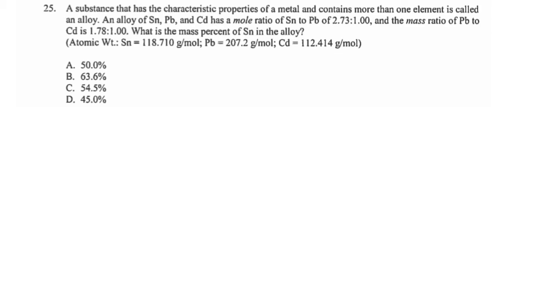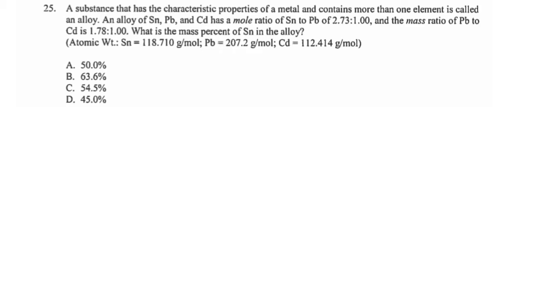But let's think about how I might show a solution to this problem. Let's say we have a substance that has the characteristic properties of a metal and contains more than one element. That's called an alloy. I don't necessarily know why they're telling us that detail. An alloy doesn't really mean a whole lot in this problem. It just means it's a random mixture of metals. It's not really a compound either, so this isn't something that should have some distinct formula like a molecular compound or an ionic compound. It's just a mixture of some amount of lead, tin, and cadmium. All we know is that the mole ratio of tin to lead is 2.73 to 1.